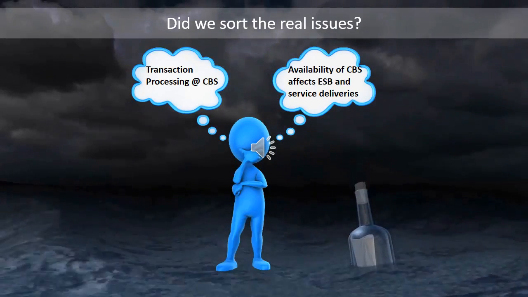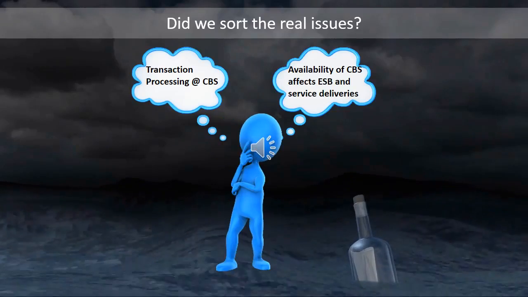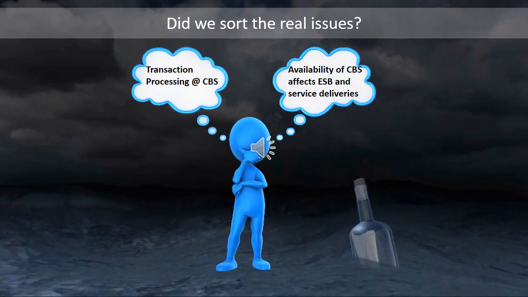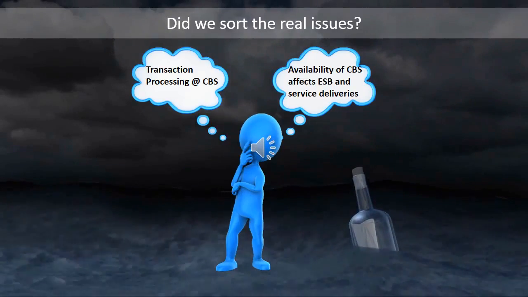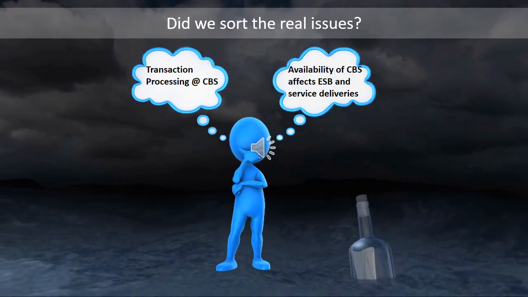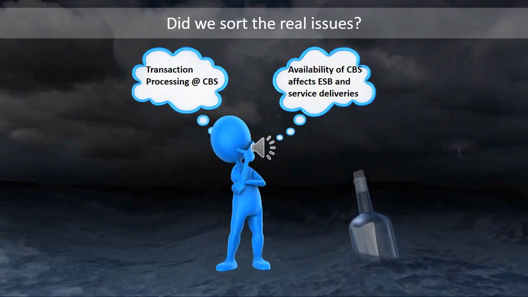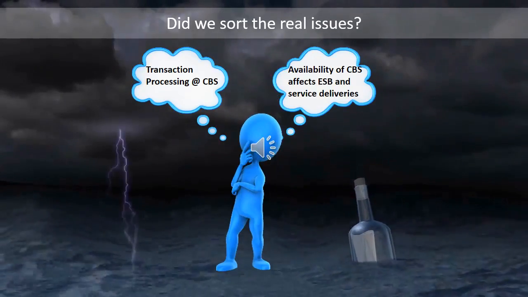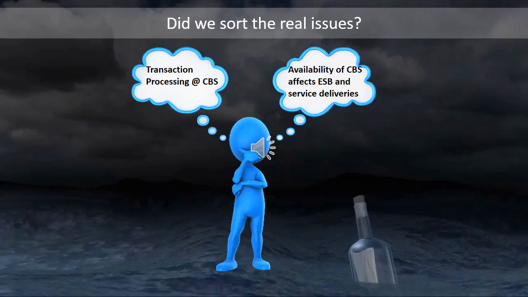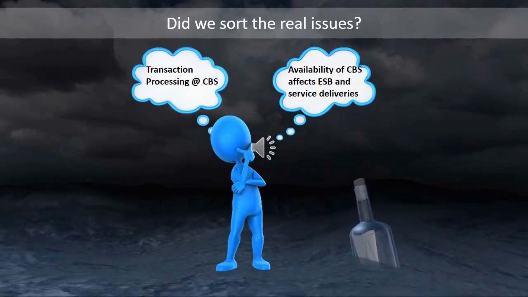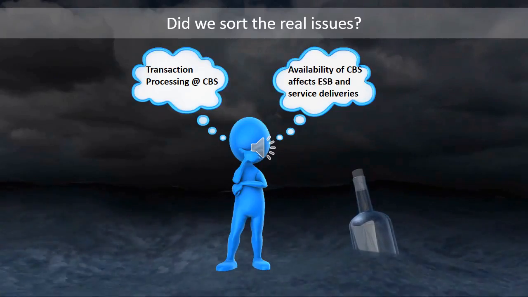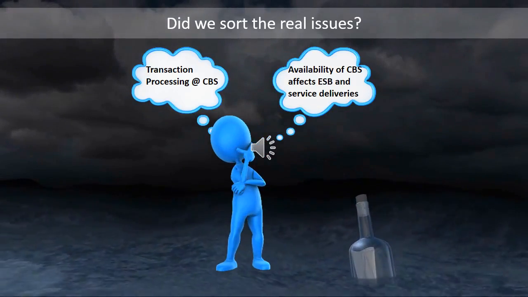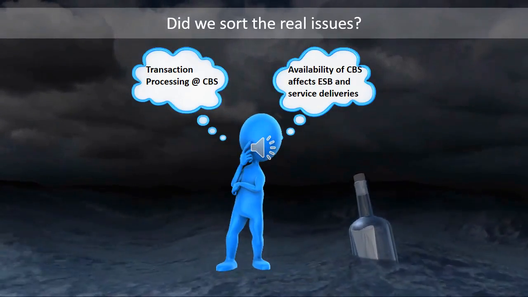Good, so now we know what an ESB is, and how it is implemented. But still, did we sort the major issues, which are going to become the basis of this presentation and a purpose for Terafin? Transaction processing of all channels still happens at the core banking application. Availability of the channels is still at stake, as every service implemented through the ESB still relies on the core banking application's availability.